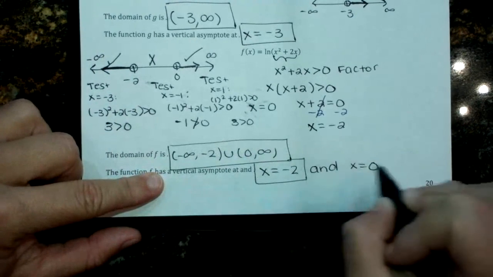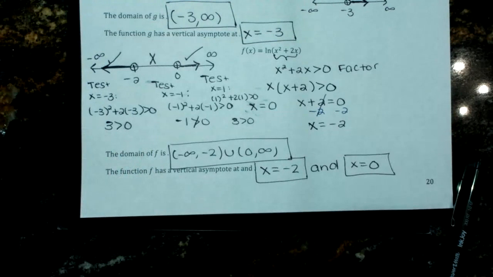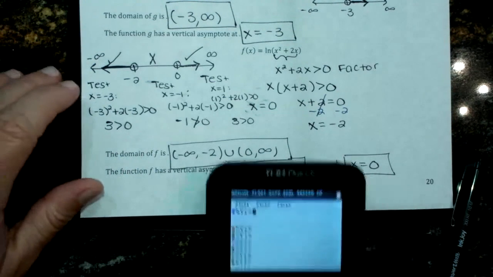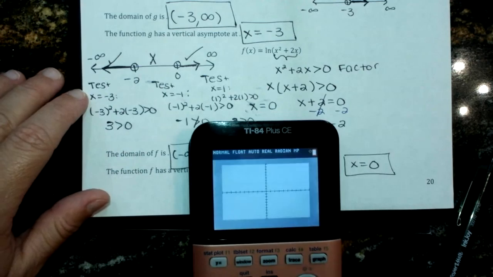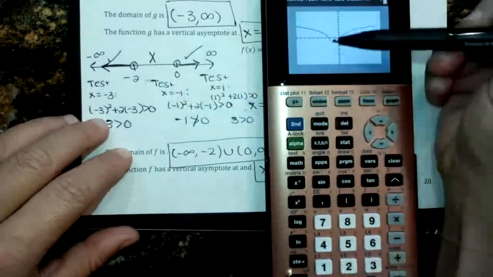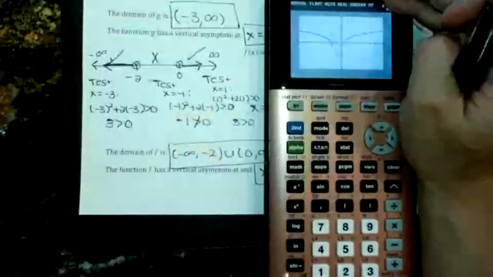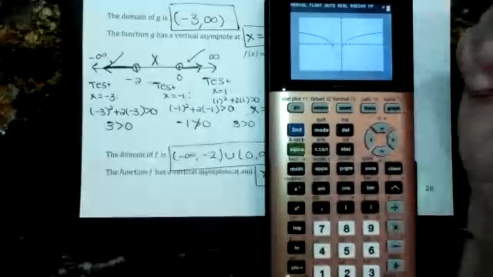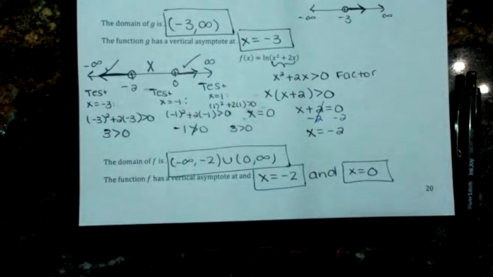I want to show you on the graph what it'll look like too. So if we were to graph this, let's go to y equals ln of x squared plus 2x, pressing graph. There's one piece. Here's our vertical asymptote at -2. And then here's our other vertical asymptote at 0. So kind of cool.